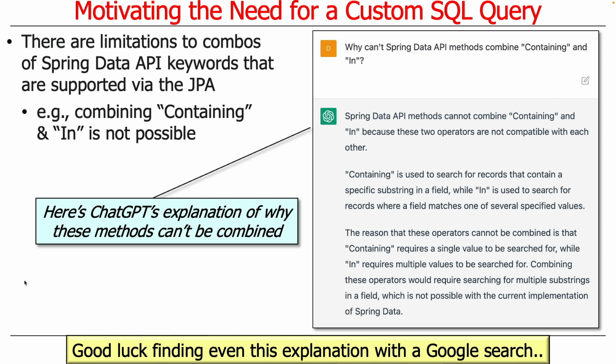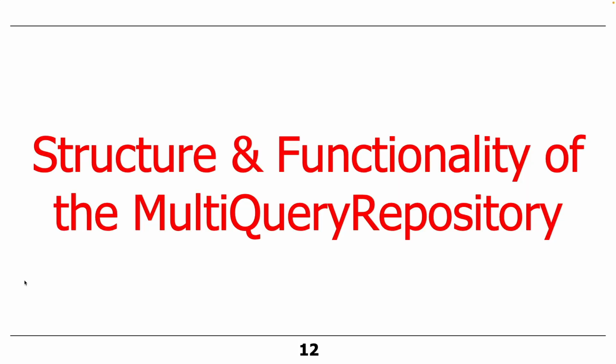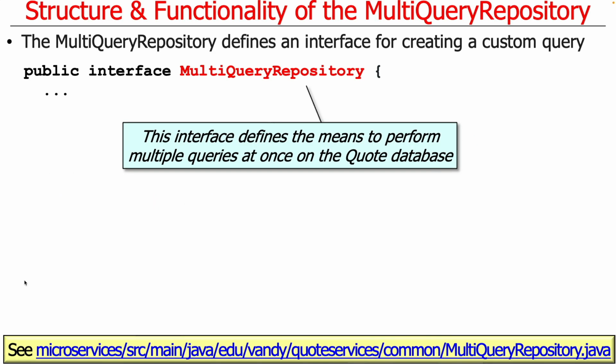So anyway, moving on. Let's talk about the multi-query repository as a means to overcome the limitations with the JPA. The multi-query repository defines an interface for creating a custom query. This is something that we wrote. This is actually Sergey came up with this. It's very clever. And so we have an interface, multi-query repository, that defines the means to perform multiple queries at once on the quote database.